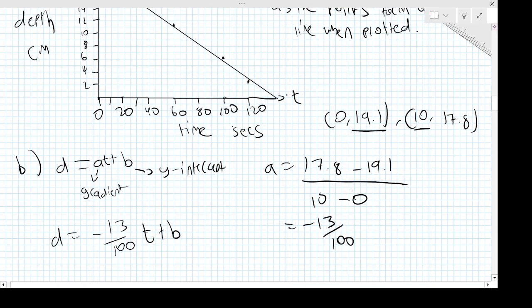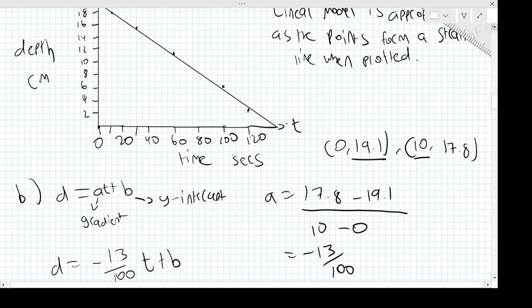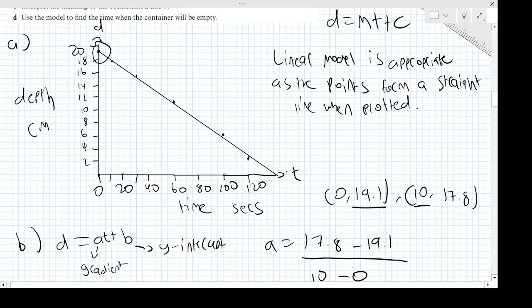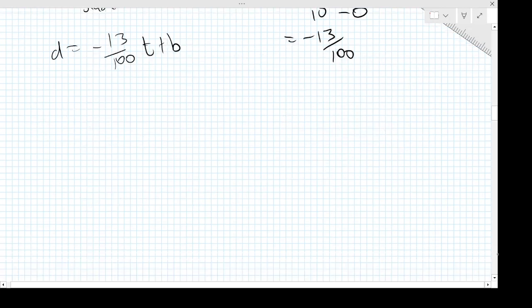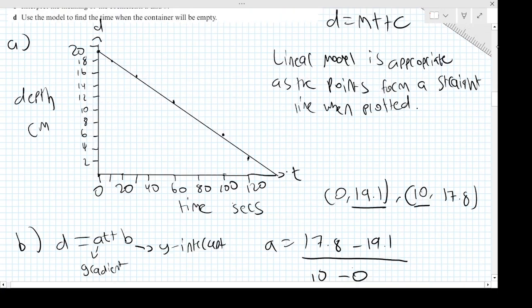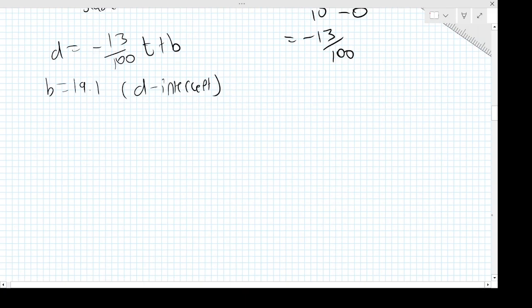So b is the y-intercept. Where does it cross the y-axis? At this point here. But this point is 19.1. Is that point there? So that means b is 19.1. Okay. And we call that the d-intercept. So you used to call it the y-intercept, but because we're not on x and y, we're on d and t, d is sort of the y-axis now, so it'd be the d-intercept, not the y-intercept, okay? Just a little point there.